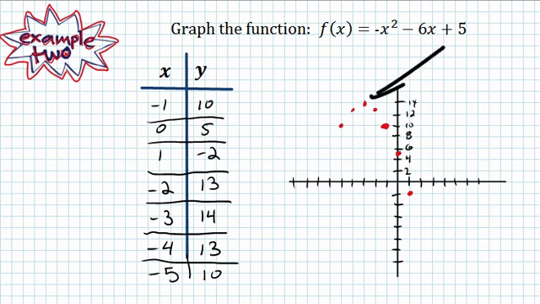And take a look at what's happening here. You'll notice that the top of this parabola is right here. That's because there's a negative coefficient in front of the x squared. It makes the y's flip upside down. We fill in a smooth parabola, and there's our graph.